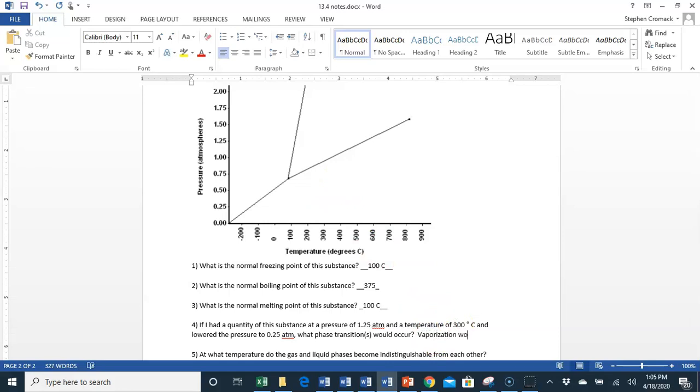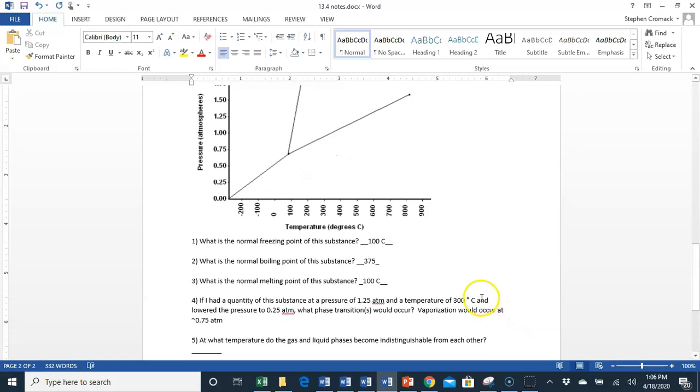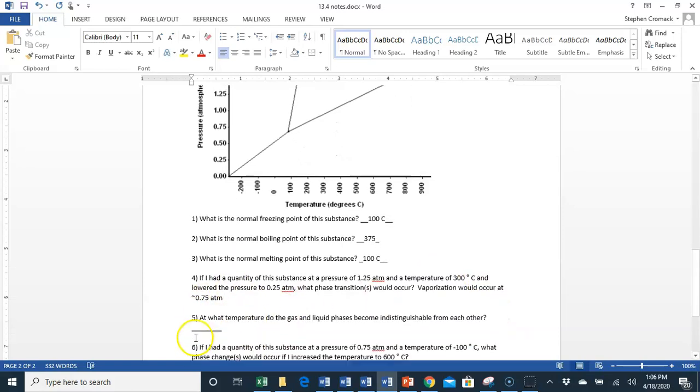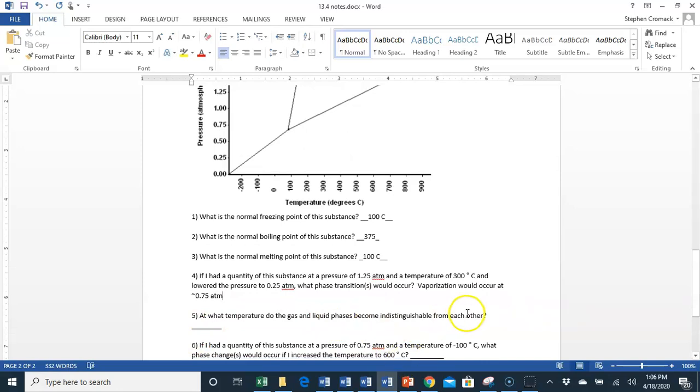So I would say that vaporization would occur at around the line here. If we were at 300, I'd say when we cross that line here, that's about 0.75 atmospheres if I bring that over. But it would definitely vaporize at about 0.75 atmospheres, ATM. So the next question: at what temperature do the gas and liquid phases become indistinguishable from each other?